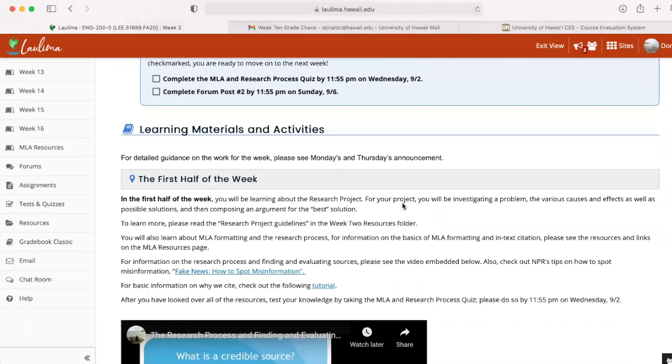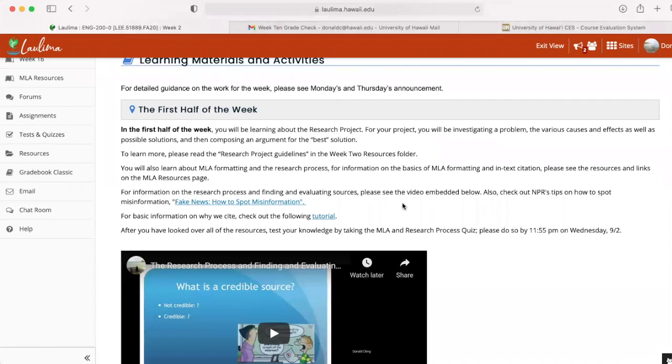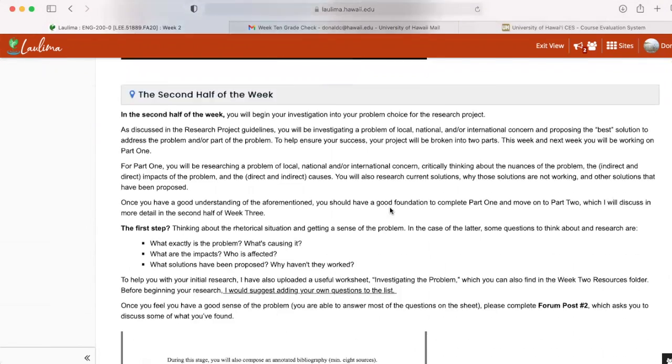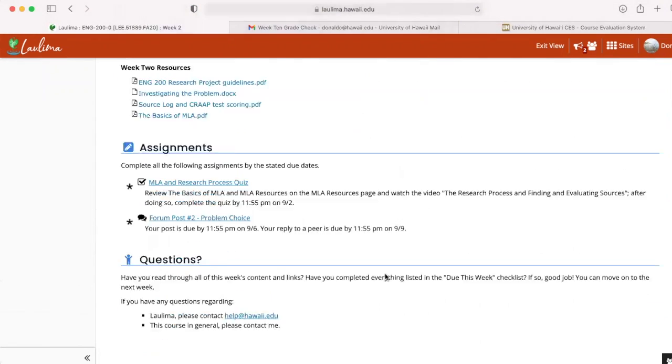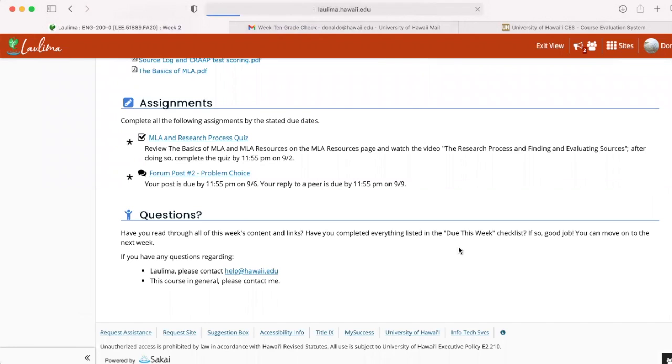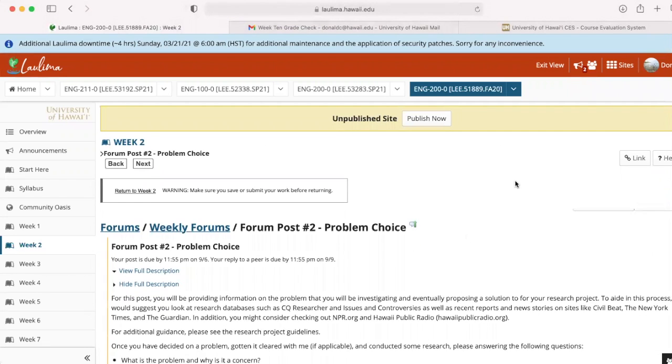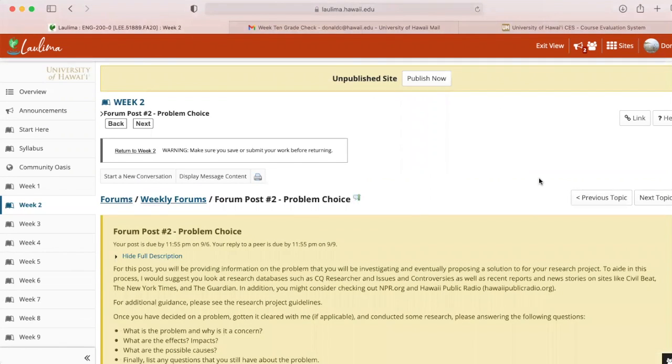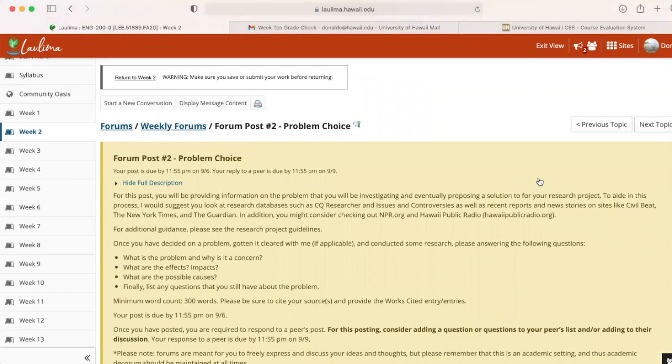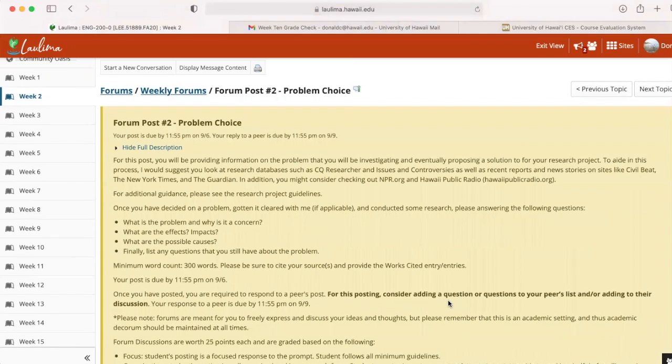So we see this here for the research process quiz. What they're doing is they're learning about the research process, finding and evaluating sources, how to spot information and those kinds of things, as well as MLA. And then for forum post number two, they have to discuss their problem choice. So it essentially requires them to use their research skills to discuss and provide and get a bit of feedback on their particular topic choice that they plan to work on for the research project.